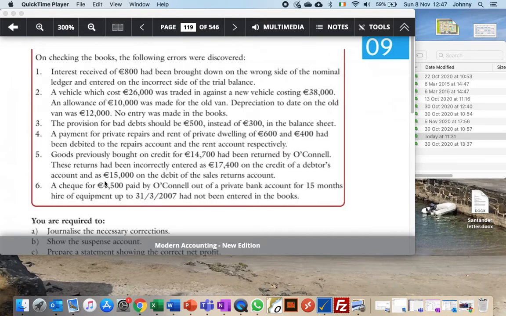So how do you work out how much of the 4.5 is an expense, how much is the asset? Well, you're paying for 15 months. 3 months of that is going to be next year. So 3/15 of 4,500 is going to be the prepaid, and the remaining 12/15 is going to be the expense. I hope that helps you when you're trying to do the question.